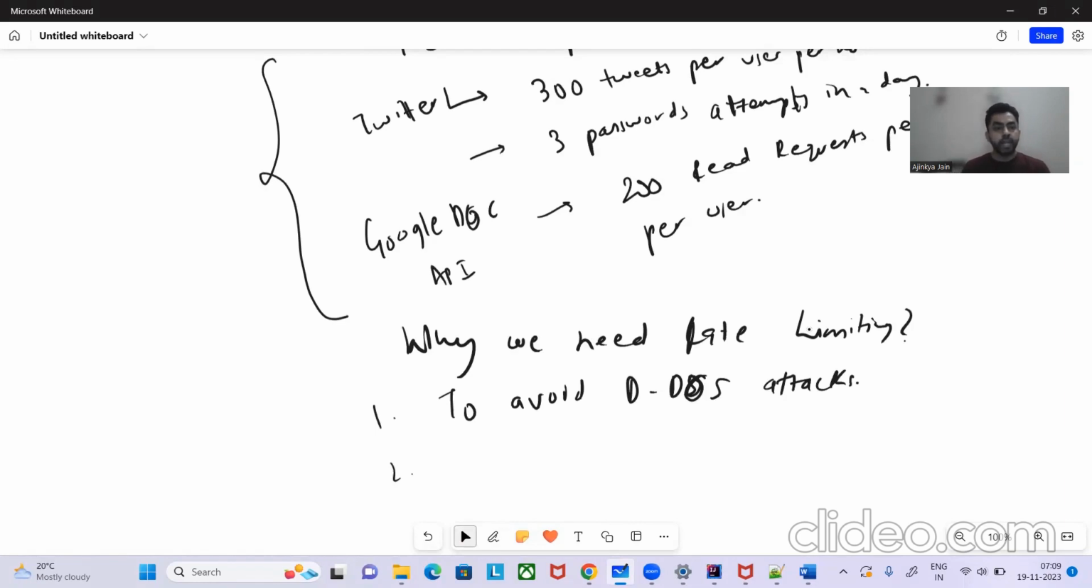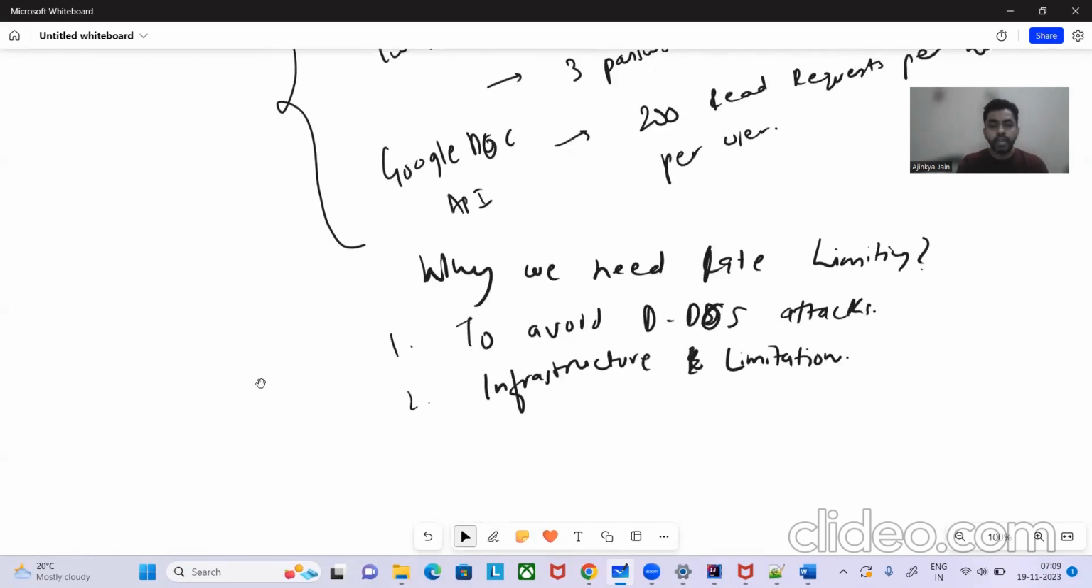The second reason can be our infrastructure limitation. Our system or infrastructure can currently handle only this many requests, only a certain amount of incoming traffic. So there as well, we may need rate limiting. These are the primary reasons why we need rate limiting.